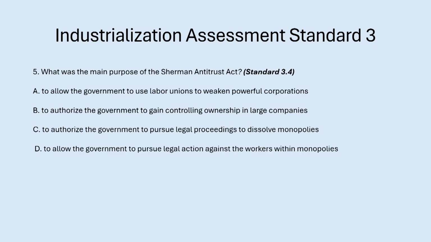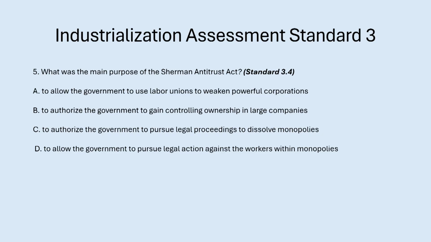It says Industrialization Assessment, Standard 3. What was the main purpose of the Sherman Antitrust Act, Standard 3.4? To allow government to use labor unions to weaken powerful corporations, to authorize the government to gain control ownership in large companies, to authorize the government to pursue legal proceedings to dissolve monopolies, or to allow the government to pursue legal action against workers with monopolies.